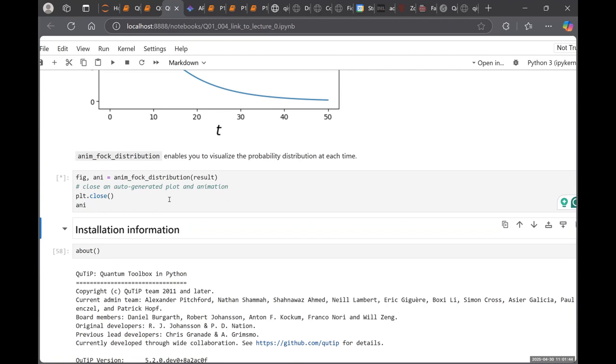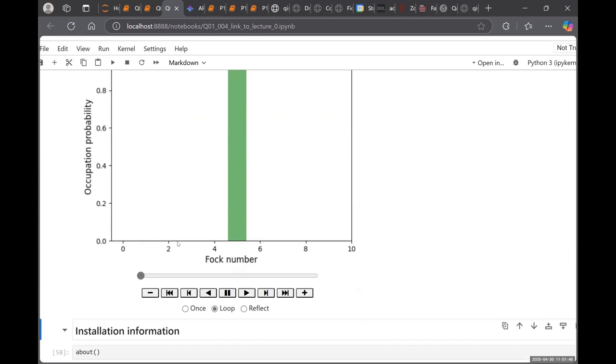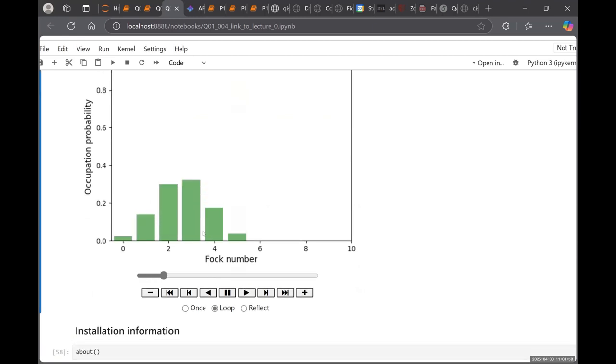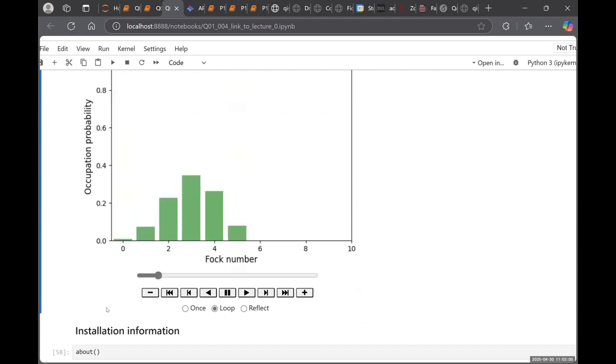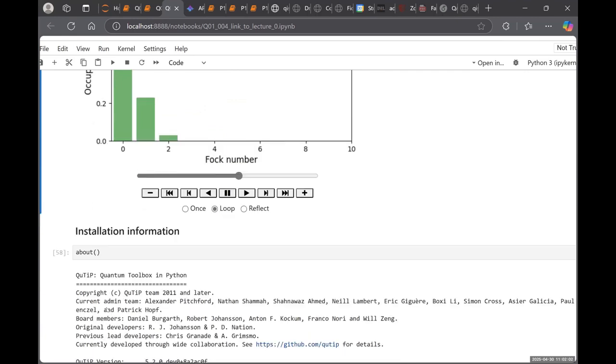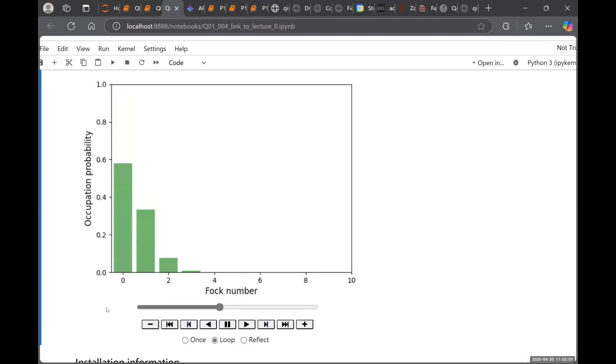So this will be the last thing I show. You animate. This number of particles shows that as you evolve, the occupation probability is changing. Okay, so this is my last part. Any questions?